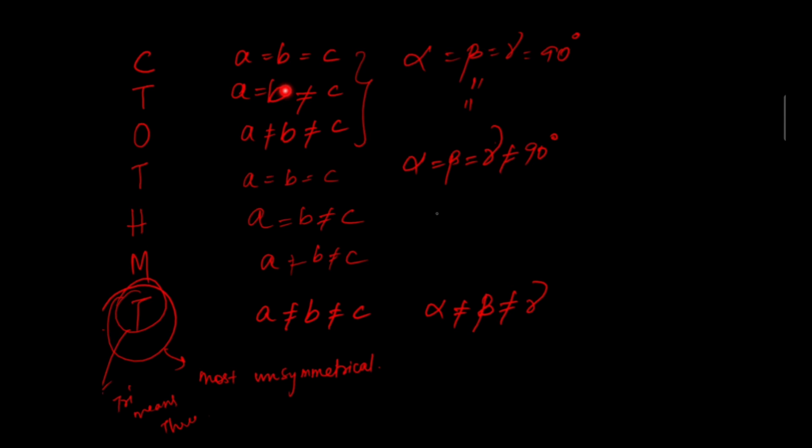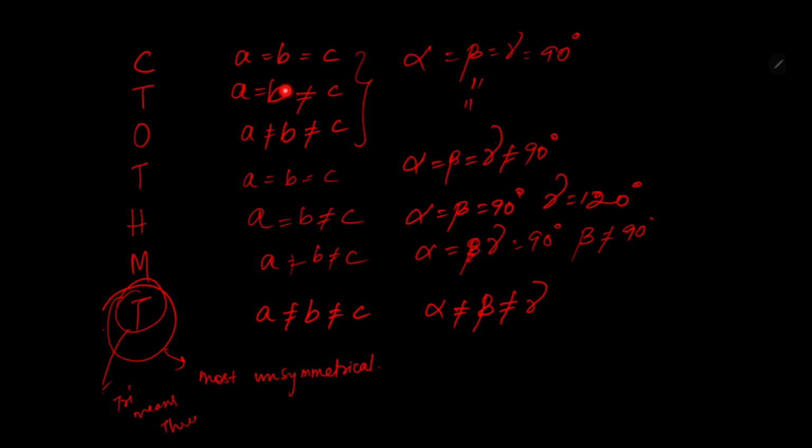Okay, for hexagonal, alpha and beta will be 90, but gamma will be 120 degree. Is it clear? Okay. For monoclinic, alpha equal gamma will be 90 degree, but beta will not be equal to 90 degree. Okay. So yes, the second column is also over, the axial distances and the axial angles are also over.